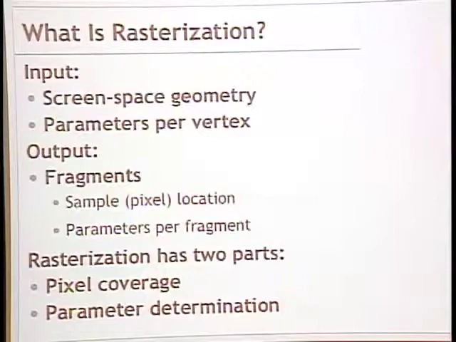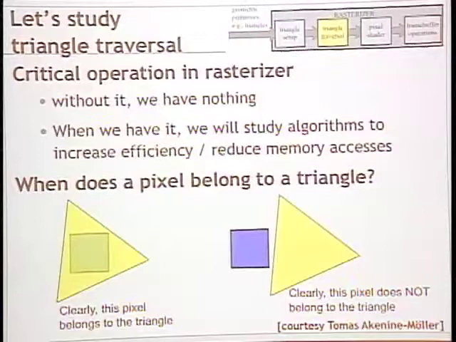So the first thing we're going to look at is what we call triangle traversal. We have an input triangle, and we want to walk through it and figure out which pixels it covers. Okay? So it's really important that we be able to do that. How do we traverse this triangle?